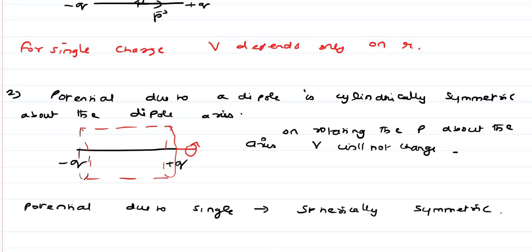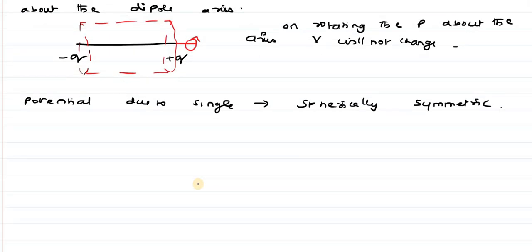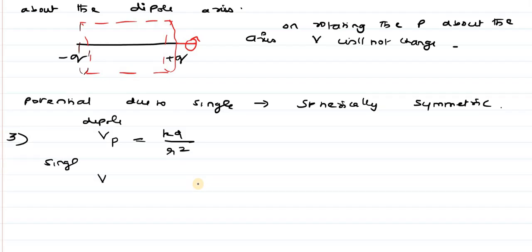Now, what is the difference between the potentials? You can write this on your own. Potential due to a dipole is kp by R square, correct? But due to a single charge, it is kq by R. So it is inversely proportional to R, whereas the dipole's is inversely proportional to the square of the distance. Try to remember all these points when you solve MCQs and numericals.